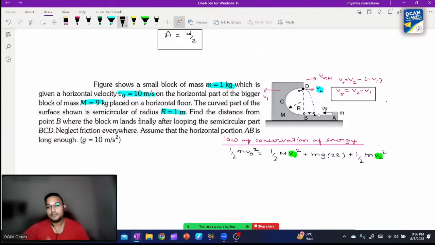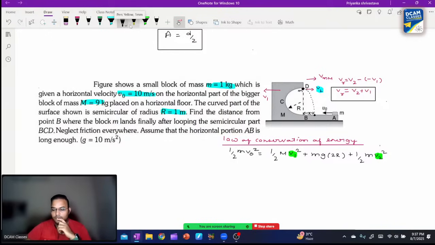But again, the problem has arisen. How do you find v1 and v2? Because two variables are there, and one equation we have got from this. What is the other equation that you will use? The velocity at the topmost point will be root gr. How? Vertical circle.